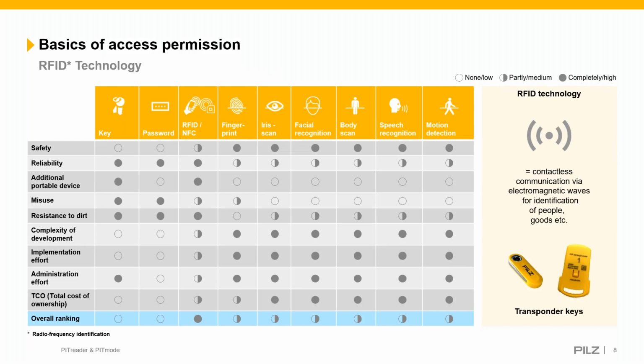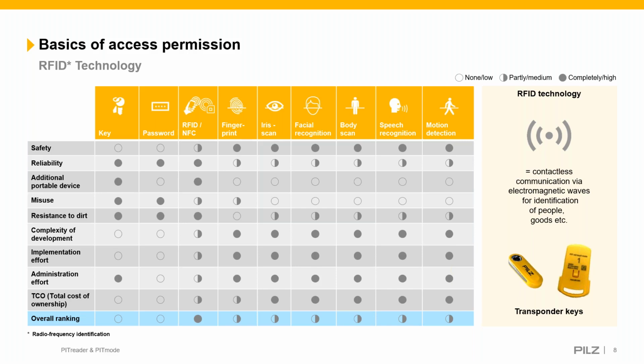So this chart here, really, if we look at the technology across the top, this is given the different technology that's out there, from keys, passwords to body scans, for instance. And then on the left-hand side, we have different criteria such as safety, reliability, misuse, administration effort, etc.